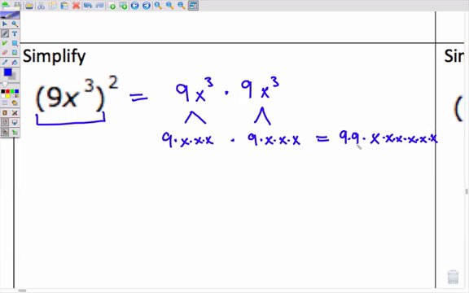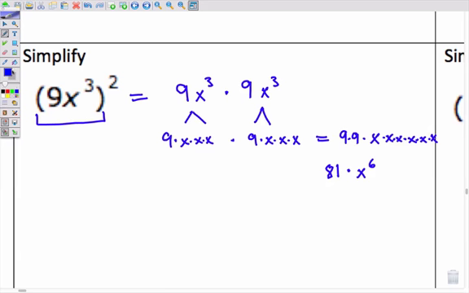And at this point now I have 9 times 9, which is 81. And then I have 1, 2, 3, 4, 5, 6 of these x's. So that's x to the 6th. Okay, so your final answer here is 81 x to the 6th.